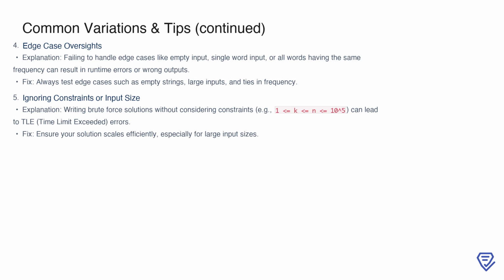and ties in frequency. Additionally, some solutions ignore the constraints or input size specified in the problem. Writing a brute force solution without considering these constraints can result in your solution exceeding time limits, especially with constraints like 1 <= k <= n <= 10^5. To avoid this, ensure your approach scales efficiently as input size increases. Efficient algorithms, such as those leveraging heaps, are a good choice for handling large inputs.